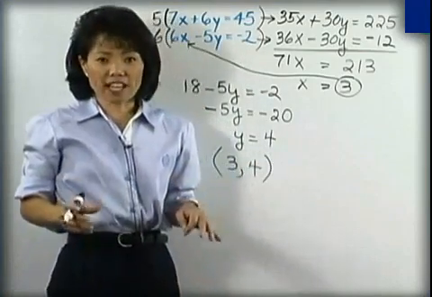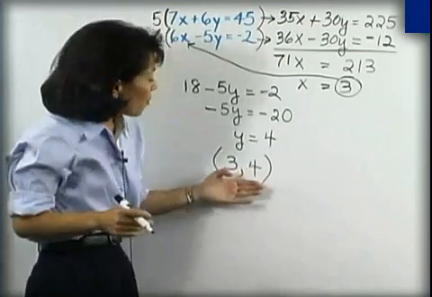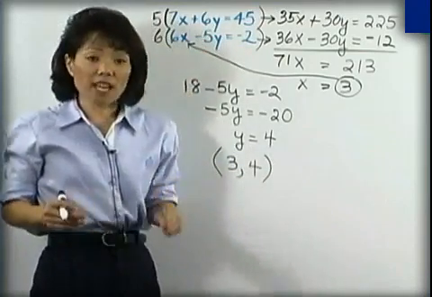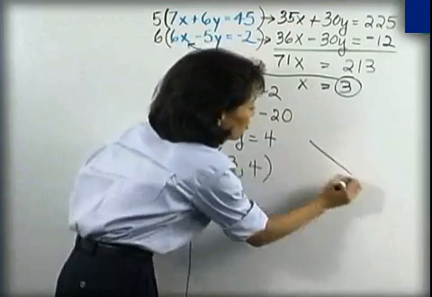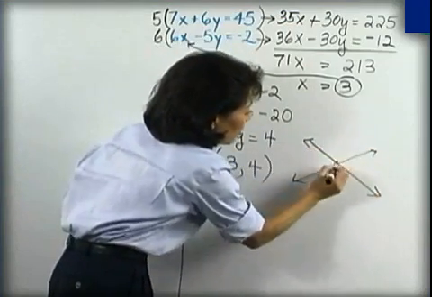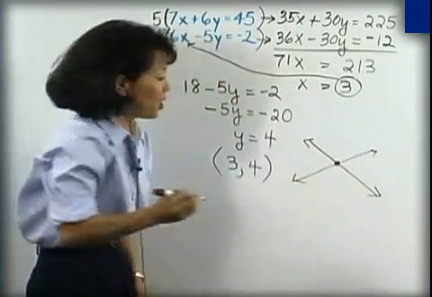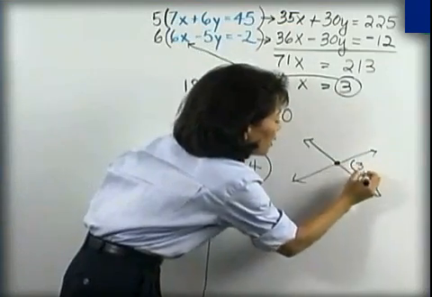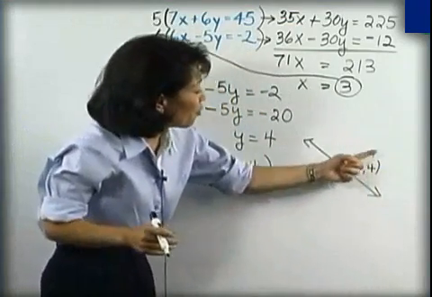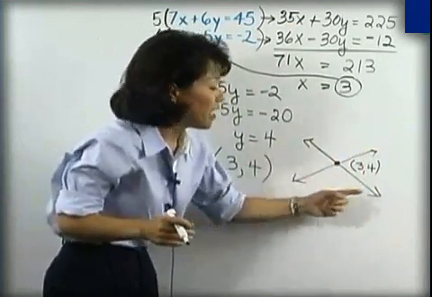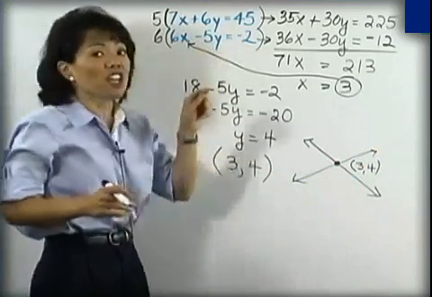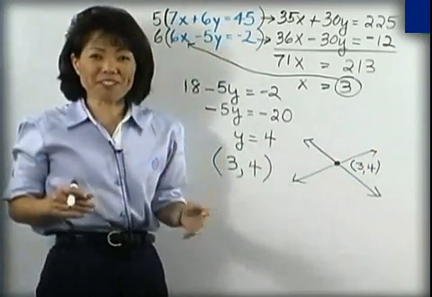Now, what does that look like geometrically? What that means is if I were to graph each of these equations on the same coordinate plane, let's say that this was one line, and here's my other line, that this point of intersection would be our point 3, 4. In other words, this point 3, 4 lies on each of my lines, which is why it makes each of these equations a true statement.